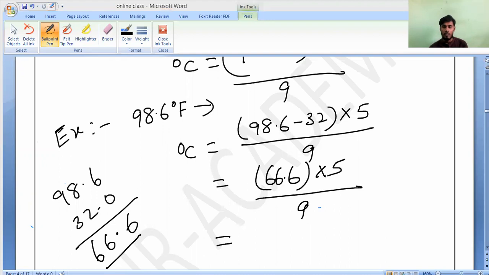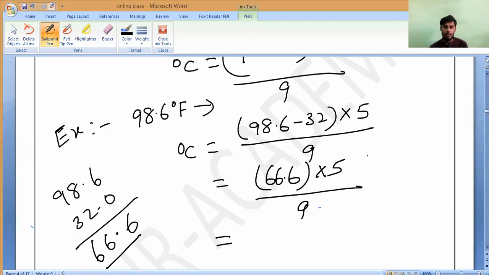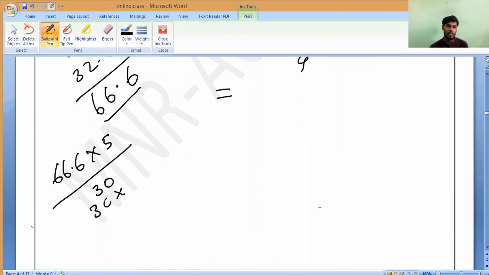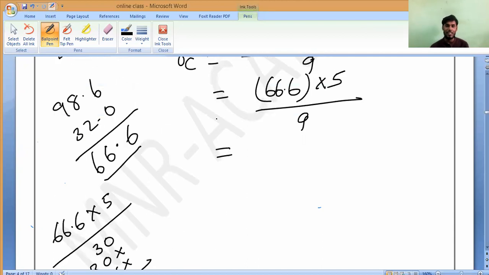So now, all of you find 66.6 into 5. How much is it? It is a long process with the multiplication table, but you can see it is very easy. 6 fives are 30, 6 fives are 30, 6 fives are again 30. That's it. 333.0, so it is 333 before the decimal.